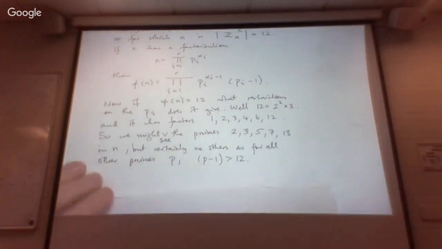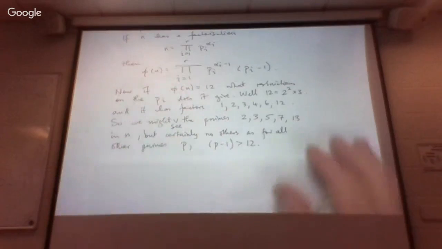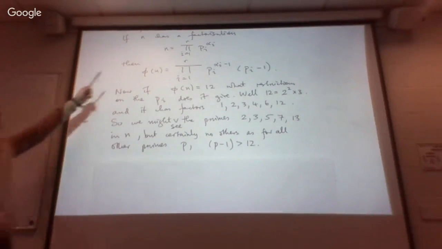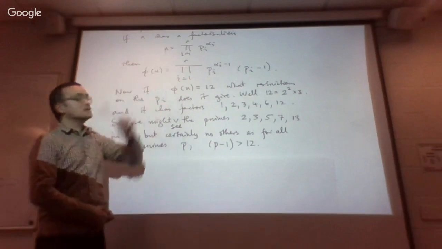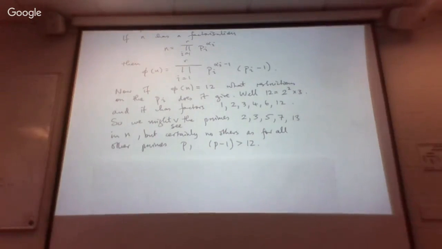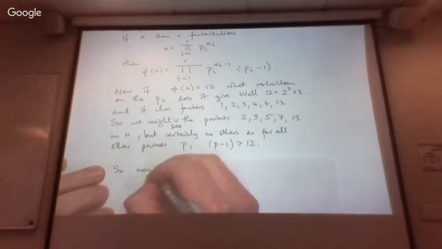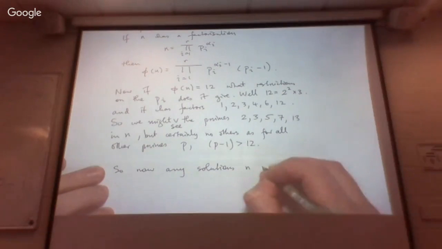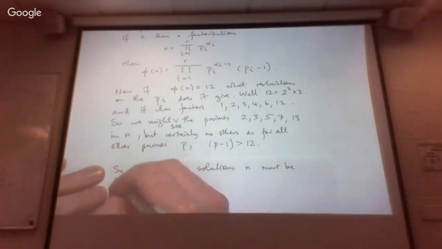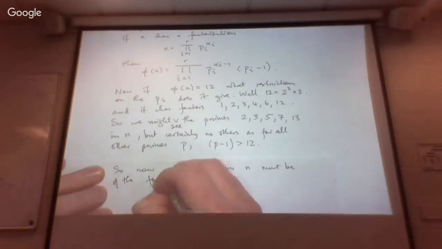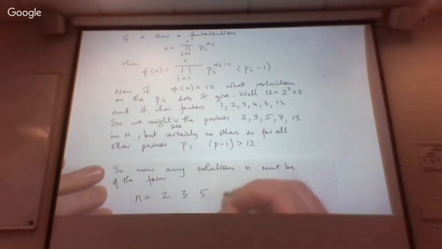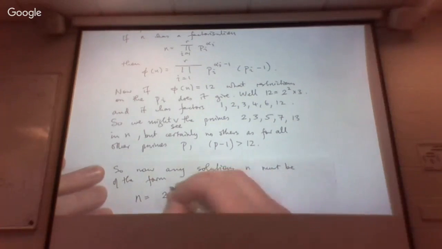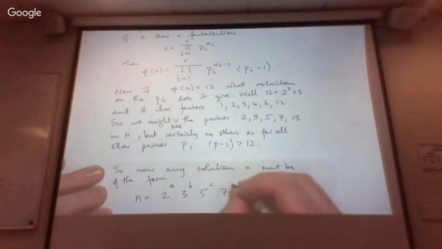So remember, we're trying to find solutions to phi of n equals 12. When we introduced n at the top, it was completely general, any prime factorization at all, but now it's heavily restricted. So any solution n must be of the form n equals 2 by 3 by 5 by 7 by 13, and these might have some exponents on them.